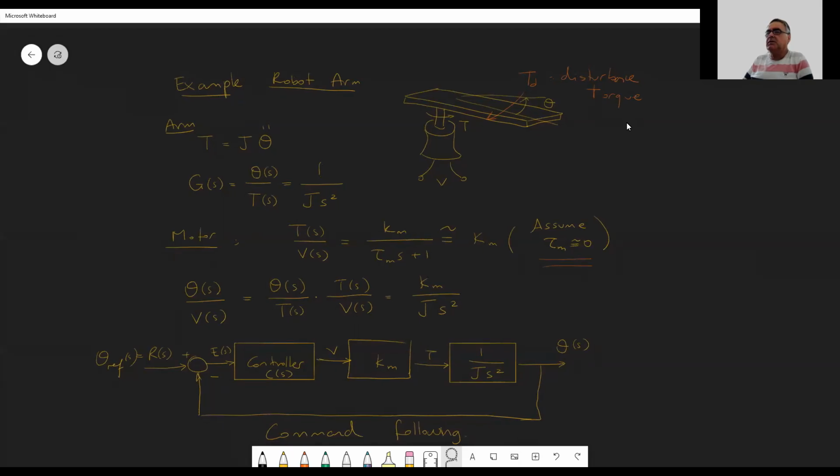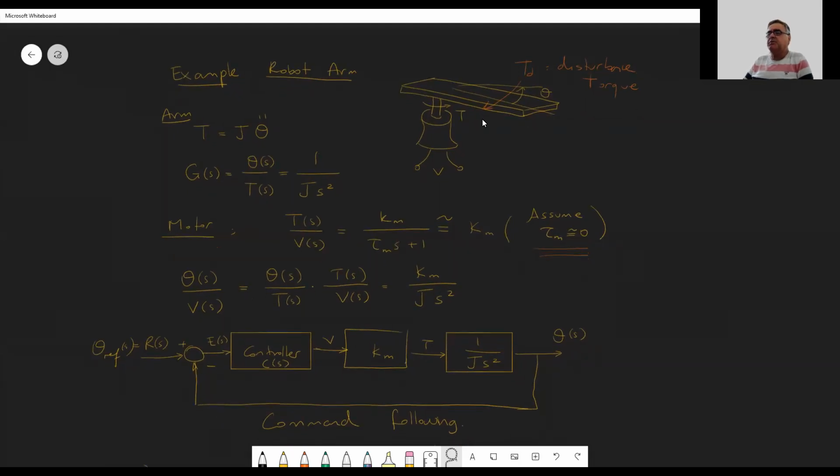So we are talking about this 1 degree of freedom robot arm, that arm that you want it to rotate a certain angle, and it rotates that much. Last time we talked about its modeling. It's just a simple inertia rotated by a motor that is underneath. So the inertia has a transfer function of 1 over Js squared, J being the polar moment of inertia.